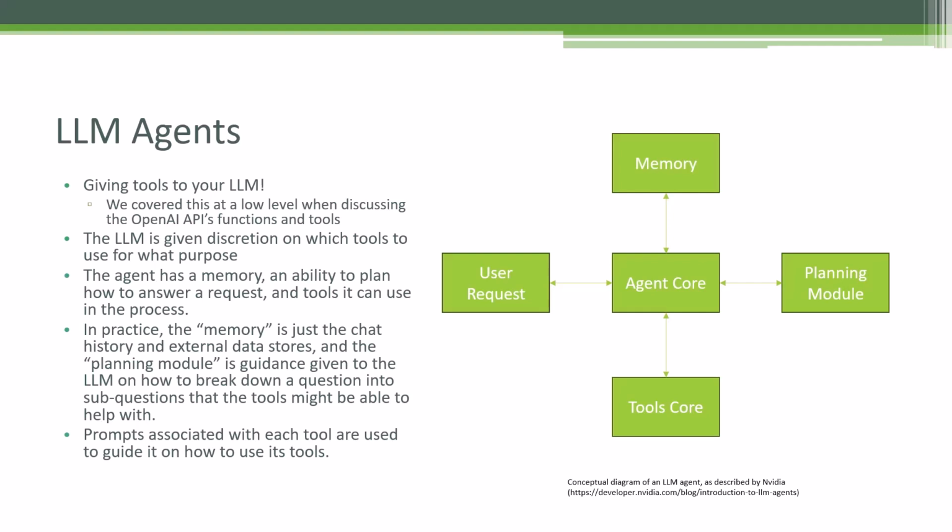Going from left to right in this diagram, we start with the user request. The agent core has some access to memory, which might be previous messages in the chat or external databases. The planning module tells it how to break that user request into calls to tools. And the tools core at the bottom are the individual tools that it has at its disposal. Those might go off and hit external services or compute things or use custom functions, whatever it might be. So conceptually at a high level, that's how NVIDIA describes an LLM agent.